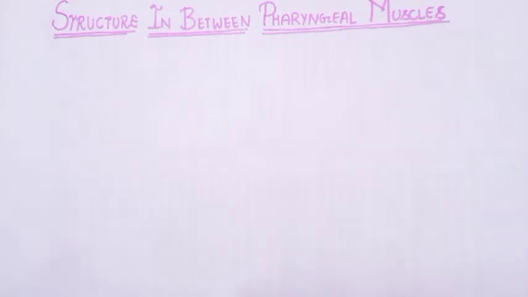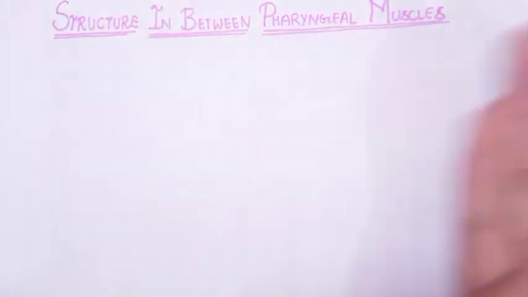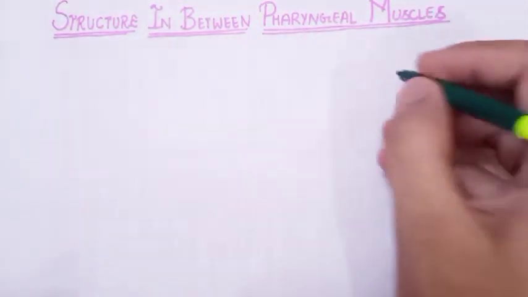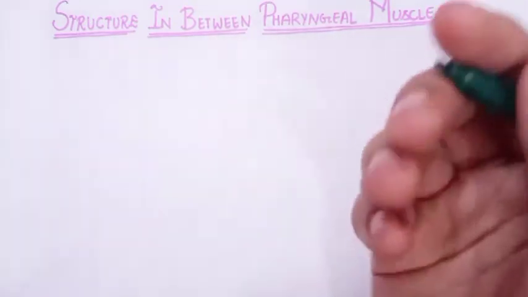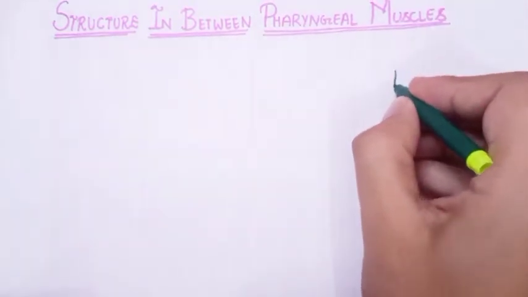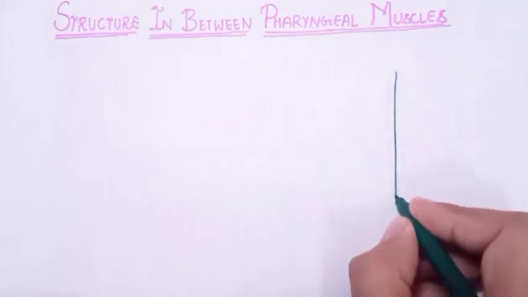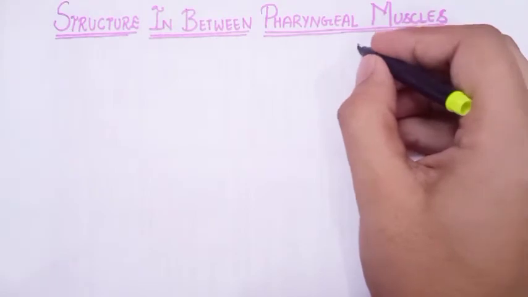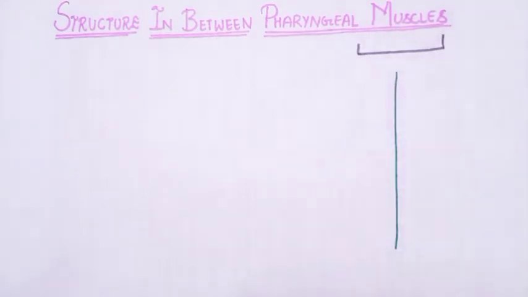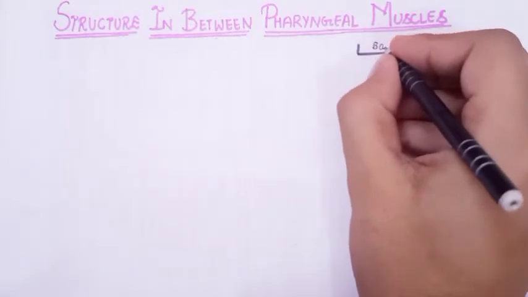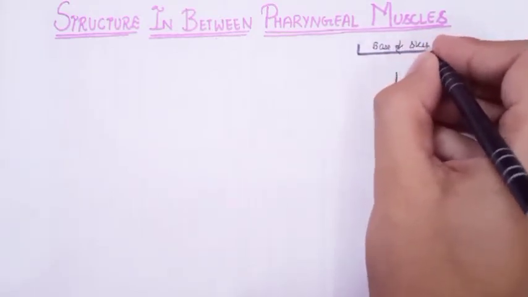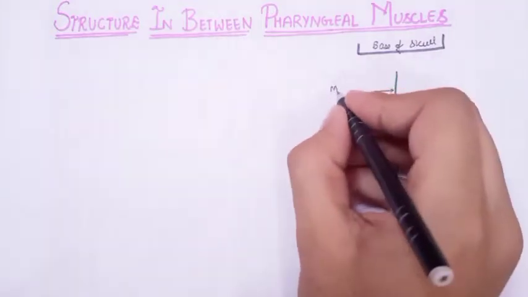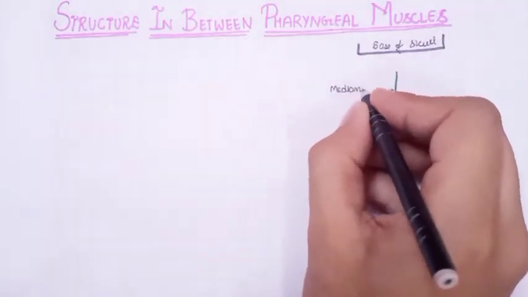We will draw some landmarks first, that is the superior, middle and inferior constrictor. We will look at the posterior view in a coronal section. So this is the midline and we have the median raphe in which all the constrictors are inserted. Above the median raphe we have the base of skull. This is the base of skull, and this green is the median raphe or the midline.